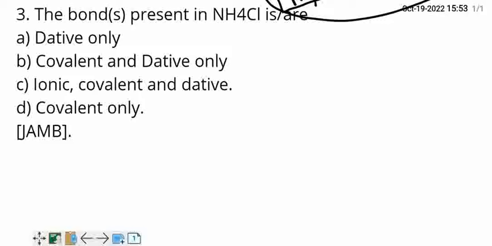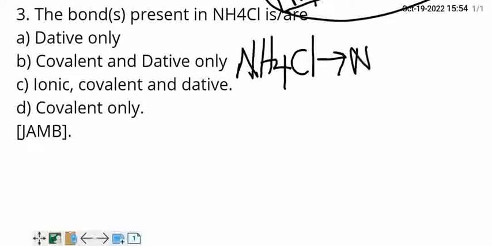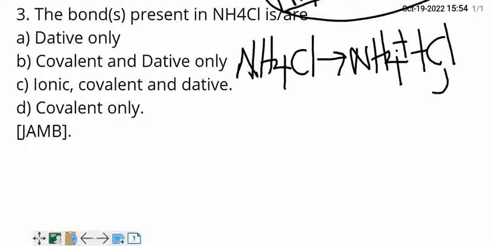Question 3. The bonds present in ammonium chloride is or are what? Which of these bonds are present in ammonium chloride? Ammonium chloride can be split into ammonium ion and then chloride ion. Any compound you can split into positive and negative ions contains ionic bond. Ionic bond connects the ammonium ion with the chloride ion and is responsible for the electrostatic forces there.